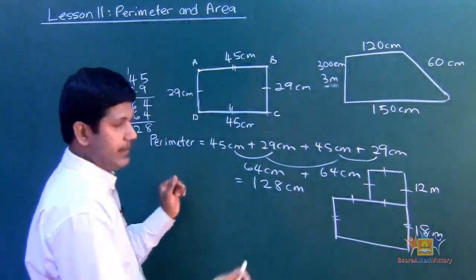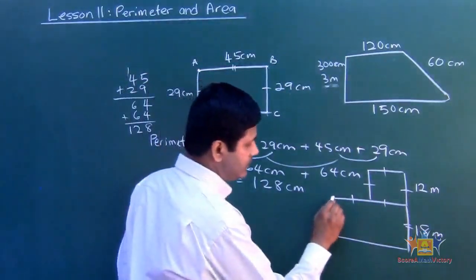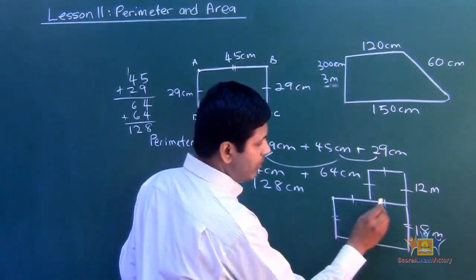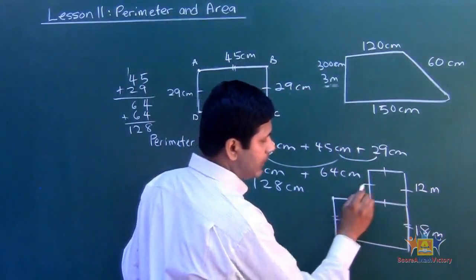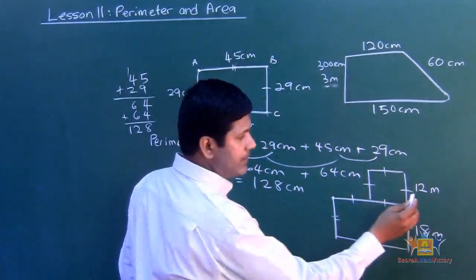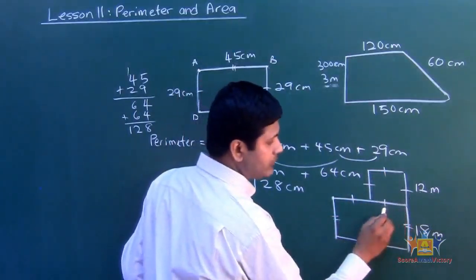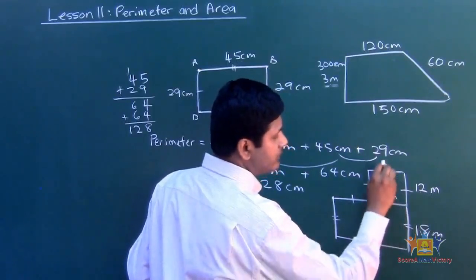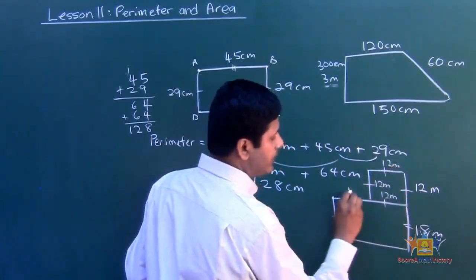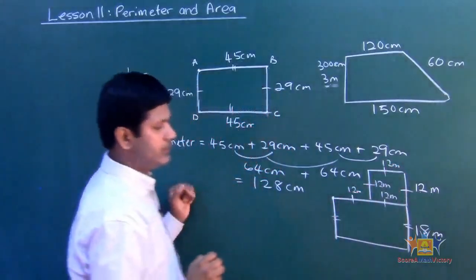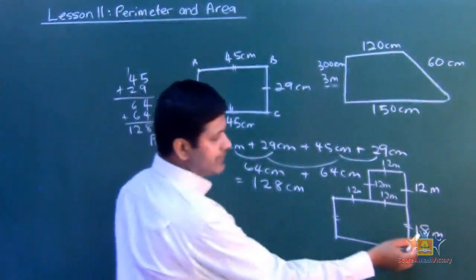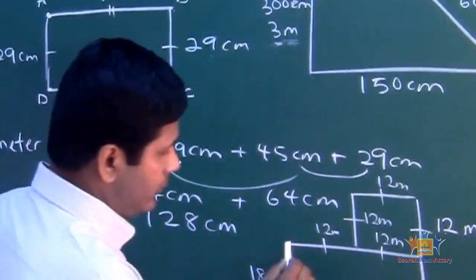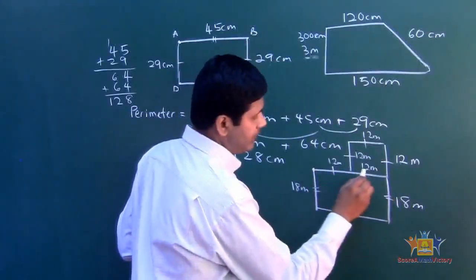What do I mean by that? Let's say this is my starting point. What is going to be this length? You know that all these lines are the same length. If this is 12 meters, what will this be? 12 meters. What will this be? 12 meters. Also 12 meters. See that? If this is 18 meters, what will this be? 18 meters.